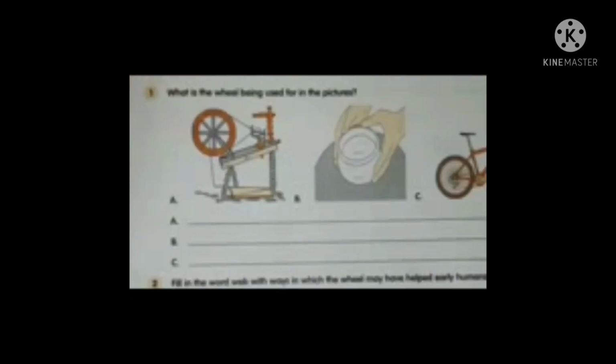S3, first question, using the wheel. What is the wheel being used for in the picture? A. To make cotton. B. To make pots. C. To ride a bicycle. Then second question, fill in the words with the ways in which the wheel may have helped the early humans: to carry heavy loads, to travel long distances easily, to pull their carts over long distances, to make pots by using the potter's wheel. Then write one way in which we use the wheel in the same way as early humans did. We use potter's wheels to make pots.